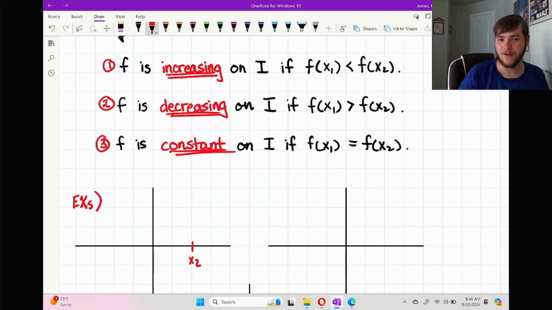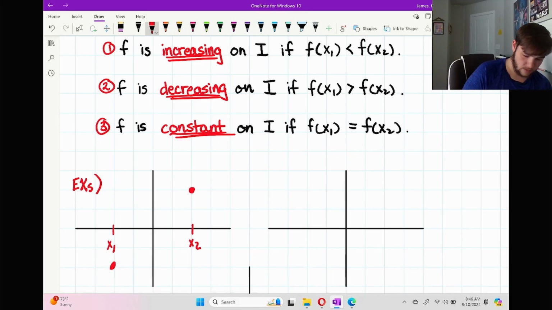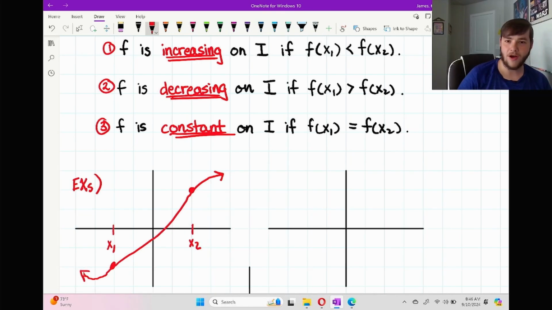Let's say I've got x2 over here and x1 over here, right? This is an example where my input x2 is larger than my input x1. All this is saying is that the function value for x2 should be the bigger number. So maybe that looks something like this. And maybe it's doing something in between, like this. All increasing means is as you look left to right, it gets bigger.